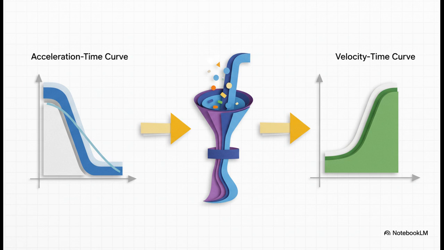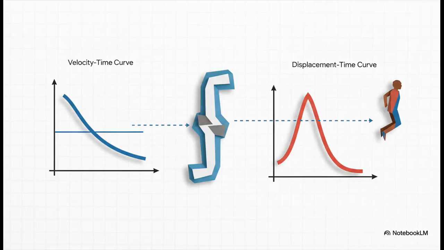So now we can see exactly how fast the jumper's center of mass was moving upward at every single moment. And here's the final step in this beautiful cascade of information. We integrate the velocity data one more time, and that gives us the displacement time curve. And this graph right here brilliantly shows us the final result. The very peak of this curve tells us the exact height the jumper's center of mass reached. So get this, from one super detailed graph of force, we've derived the entire story of the jump.